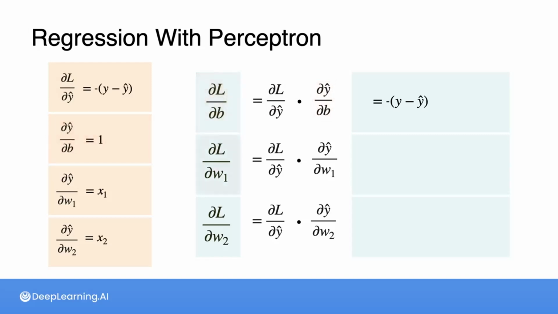For the second one, ∂L/∂W1, it's the usual minus (y − ŷ), which is ∂L/∂ŷ, times ∂ŷ/∂W1, which is x1. And for the final one, ∂L/∂W2, it's going to be the usual ∂L/∂ŷ, negative (y − ŷ), times ∂ŷ/∂W2, which is x2. So these are our 3 derivatives.